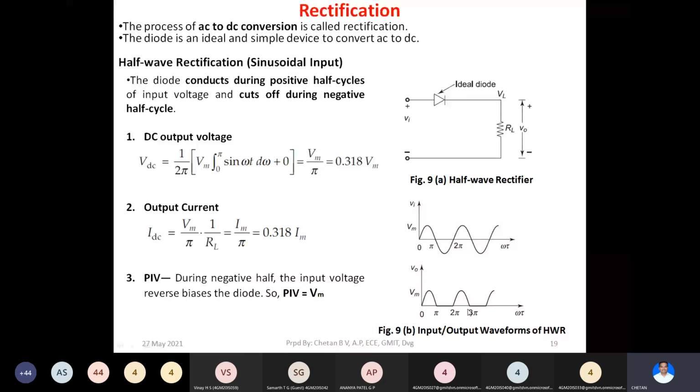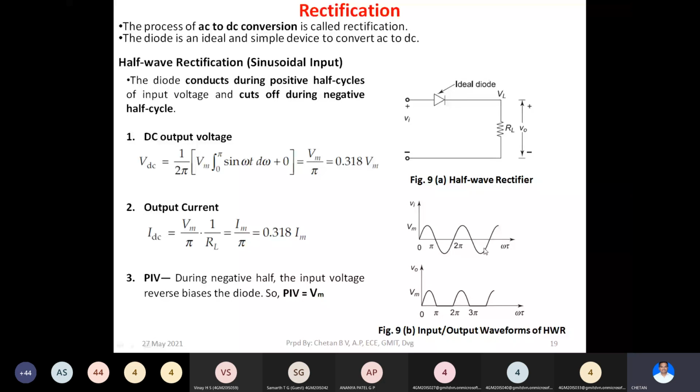This process will continue. This type of rectification, where only half of the input waveform is rectified, is called half wave rectification. In this half wave rectification, the amount of AC would be more compared to the other rectifiers. So now our task is to find out different parameters with respect to this rectification. I hope the rectification process is clear.